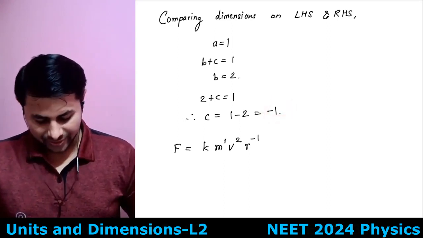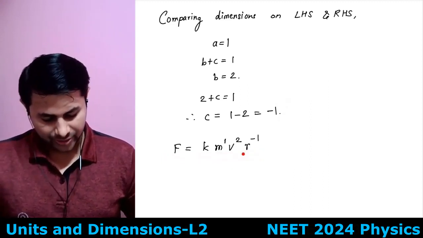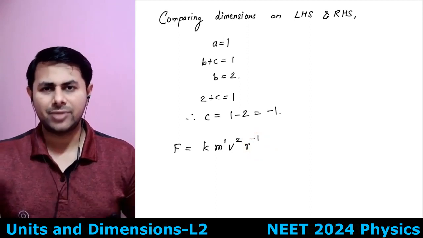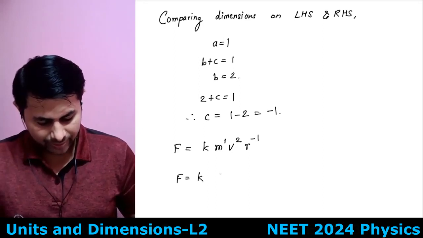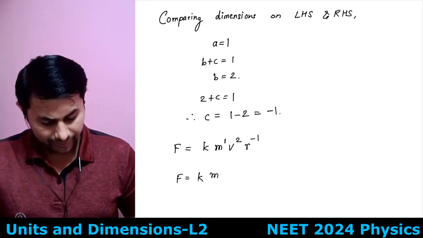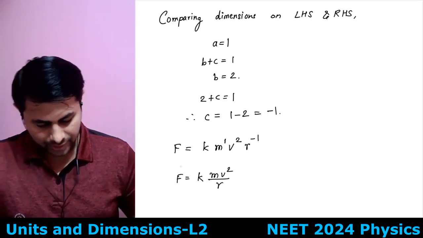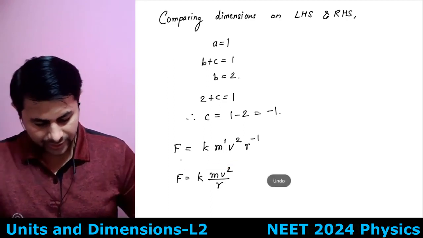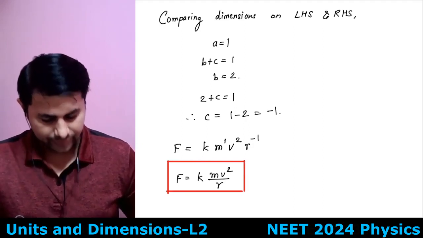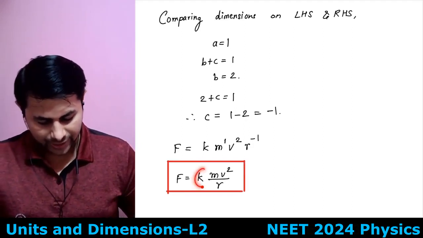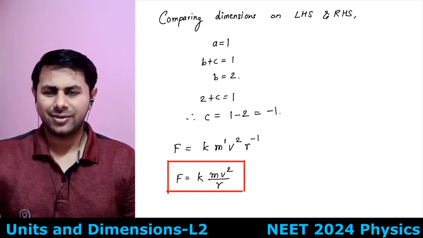Right? So it is m v square divided by r. If you take this r raised to minus 1 to the denominator, it becomes r raised to 1, that is r only. So f is equal to k multiplied by m v square divided by r. You got this formula, which is exactly equal to the formula for the centripetal force, except for this multiplicative factor, which we cannot find out using the dimensions. That factor is equal to 1. Got it?